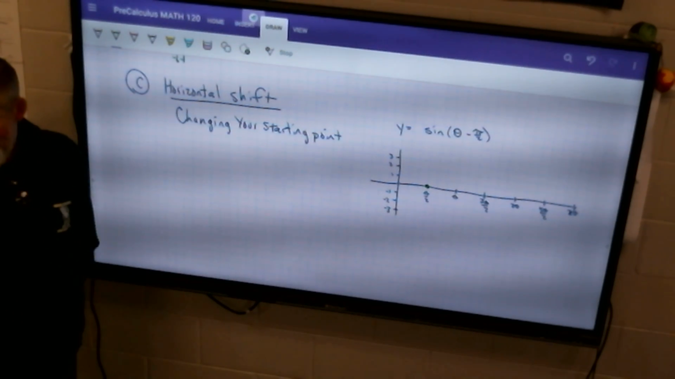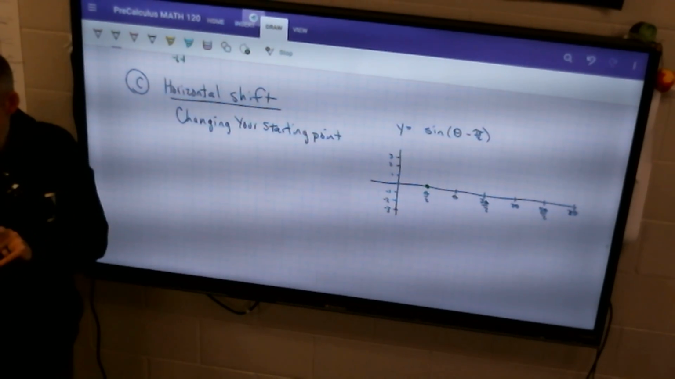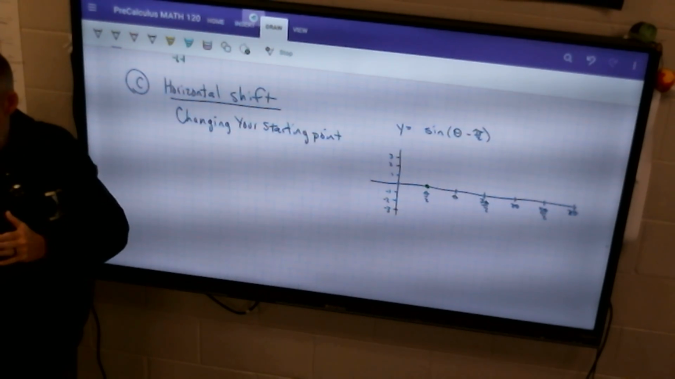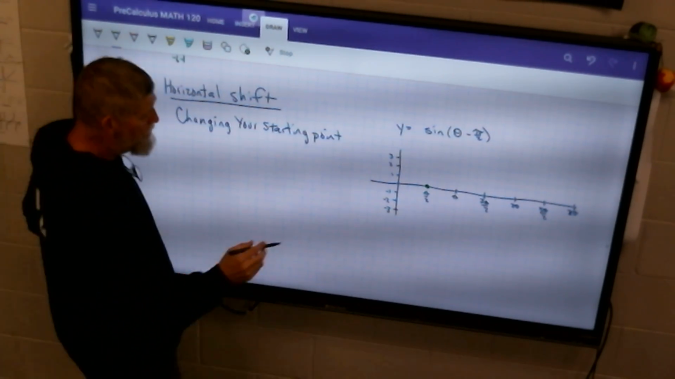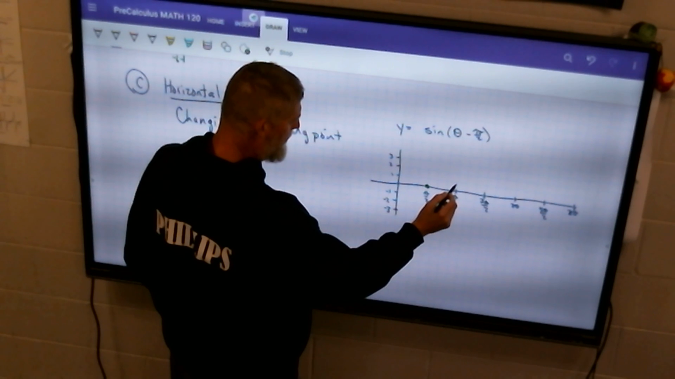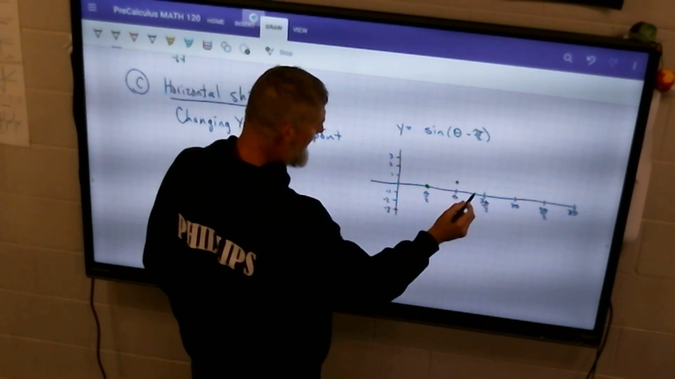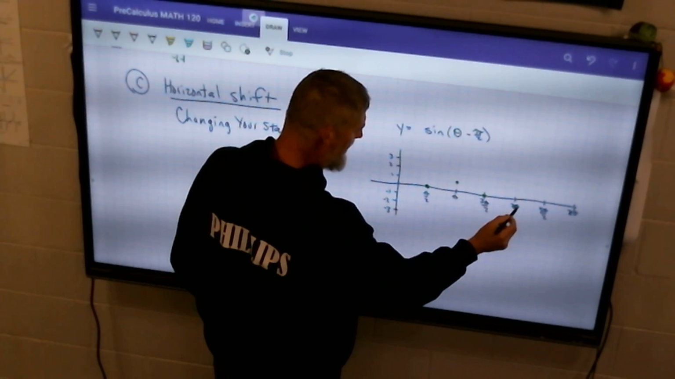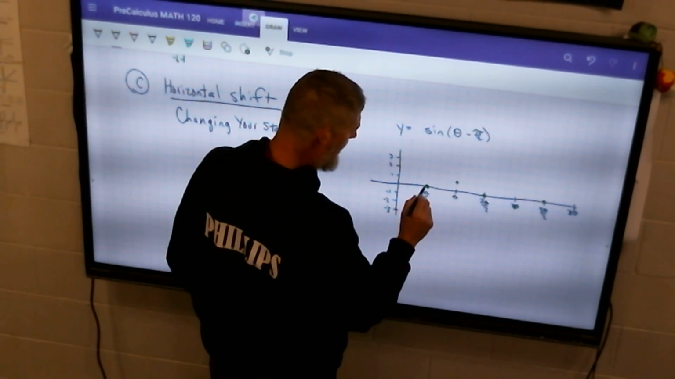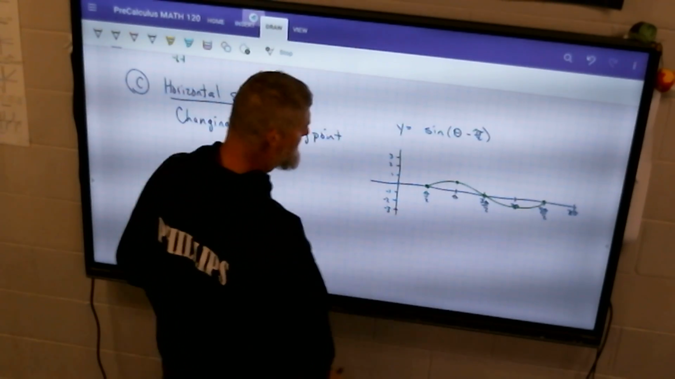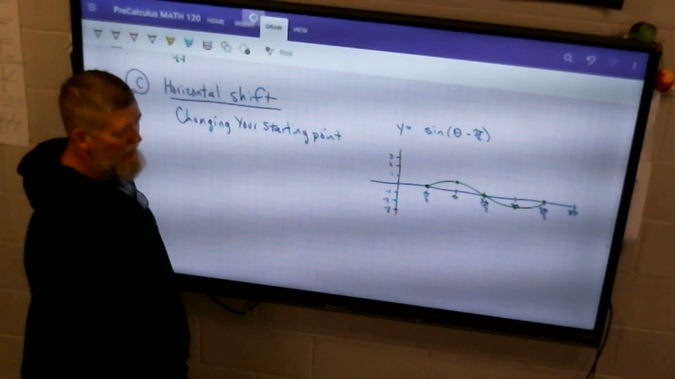So, now I haven't changed the width of the period. So the period is still going to go every pi over 2. So normally I would go over pi over 2 and I would go up how far? What's my amplitude? 1. And then I go pi over 2 back to 0. And then pi over 2 down to -1. Then pi over 2 back to 0. And I've taken my parent graph and we've simply shifted it pi over 2 to the right.